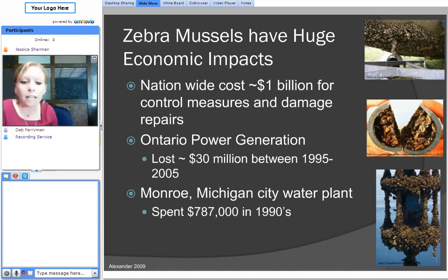When they clog the intake valves, they stop production at power plants. And in a 10-year span, the Ontario Power Generation lost about $30 million because of shutdown at the company and trying to clear away their water valves. In Monroe, Michigan, the city water treatment plant lost water for 3 days, and in the early 90s, they spent about $787,000 just trying to find ways of keeping zebra mussels from clogging their intake valves. So there's this huge economic impact by them.